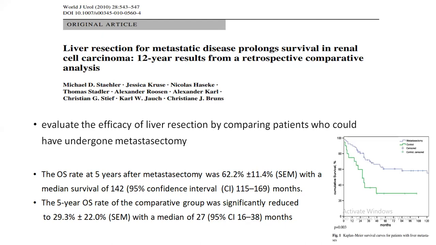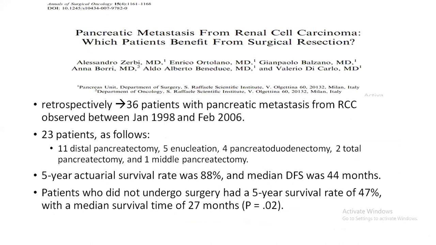Coming to isolated pancreatic metastatic lesions in patients with metastatic RCC, there was a retrospective study. They looked at 36 patients who had pancreatic lesions, with data from 1998 till 2006. Of 23 patients who had surgery, 11 had distal pancreatectomy, 5 had enucleation, 4 had pancreatectomy, 2 had complete pancreas removal, and 1 had middle pancreatectomy. The 5-year actual survival rate was 88%, and the median disease survival was 44 months. But for the patients who didn't have any surgery, the 5-year survival was much lower, about 47%. So this data also suggests that surgical excision of the pancreatic lesion gives good survival.